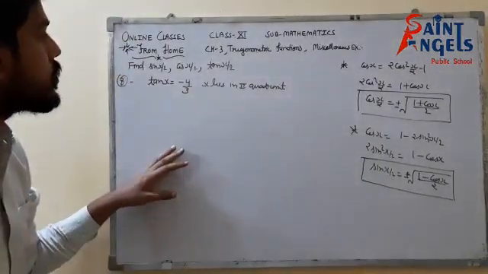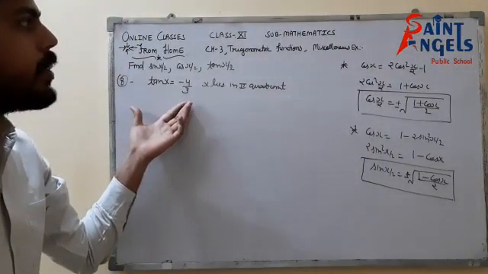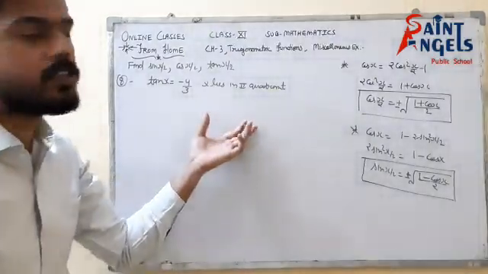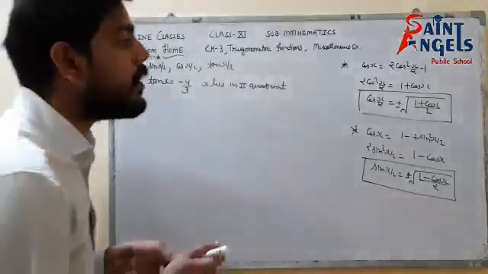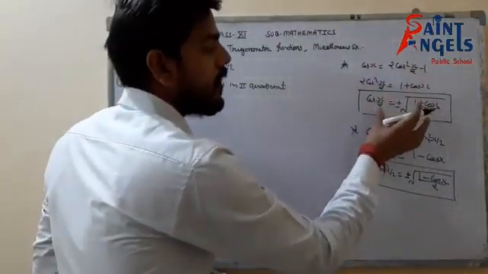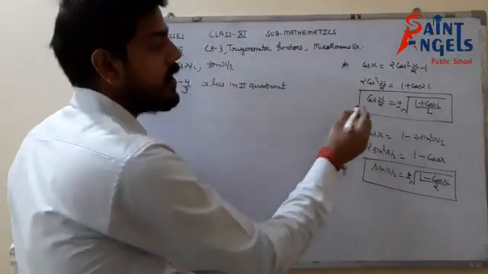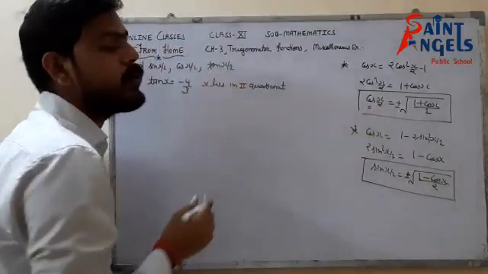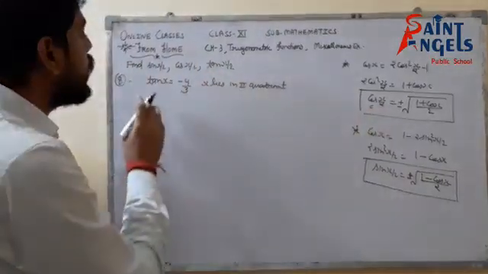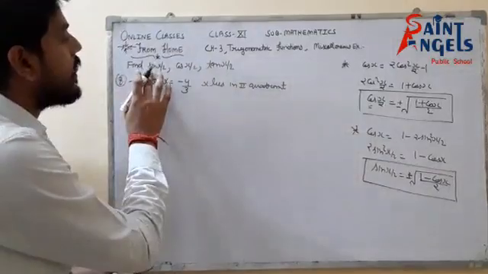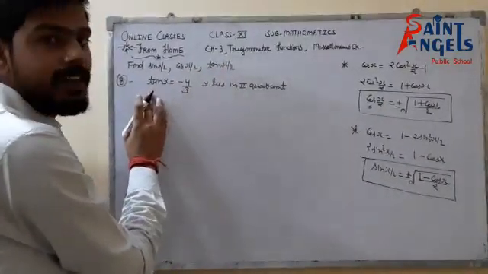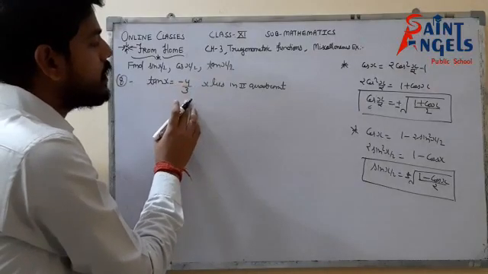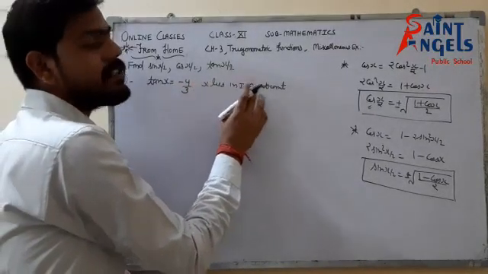Today in this video we're going to discuss question number 8 of exercise miscellaneous of chapter 3. As I told you earlier in the previous video as well, we can use the half angle formulas to find the values such as cos x/2, sin x/2, tan x/2. So we have to find the value of sin x/2, cos x/2, tan x/2, given that tan x equals minus 4/3 and x lies in the second quadrant.